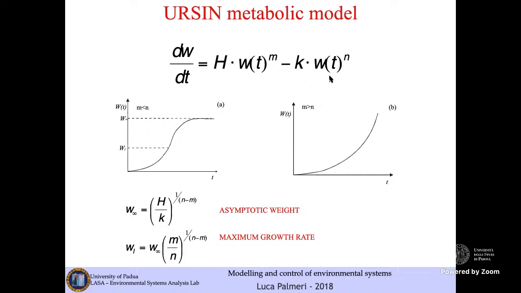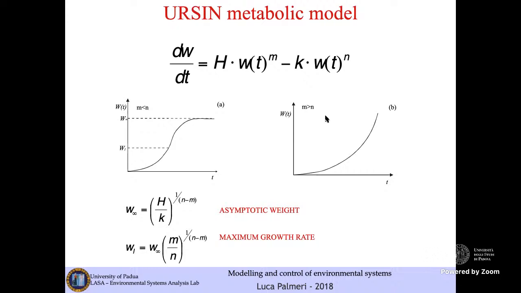On the contrary, if we consider the reverse situation in which m is larger than n, in this case we obtain an exponential growth for which the weight of the animal grows indefinitely with time. Of course, we have said several times that unlimited growth is an ecological nonsense. So this means that this model, this part of the model in which the limiting effect is smaller than the growth effect, is applicable only in the early stages of growth of organisms.